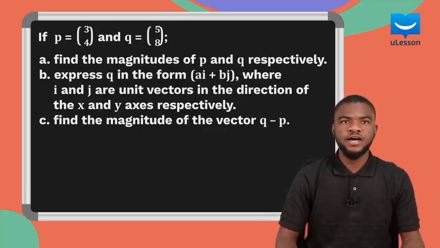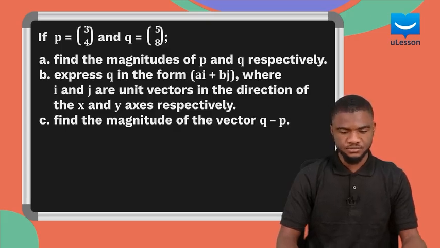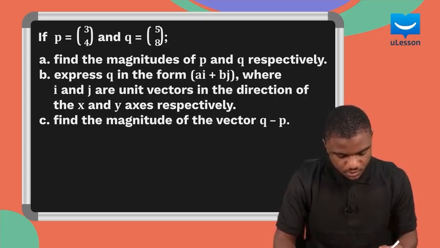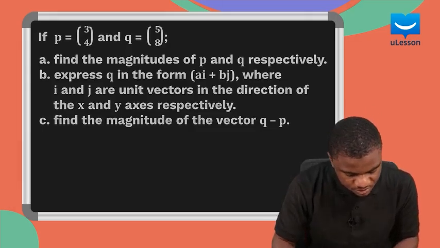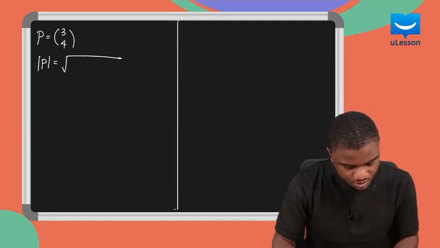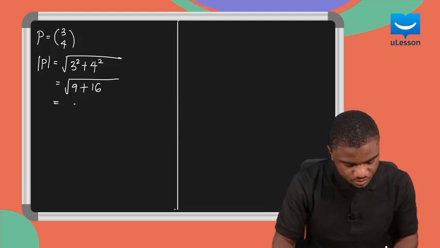We are to find the magnitudes of P and Q respectively, given that P is equal to (3, 4) and Q is equal to (5, 8). Now, since we are given P to be equal to (3, 4), the magnitude of P is equal to the square root of 3 squared plus 4 squared, which is equal to the square root of 9 plus 16. And this is equal to the square root of 25, which is 5.